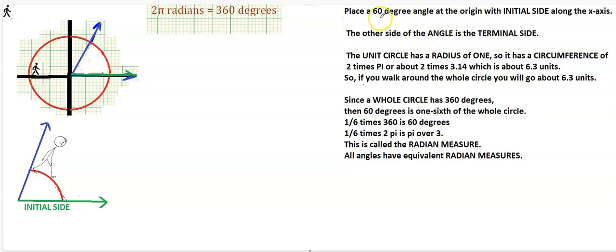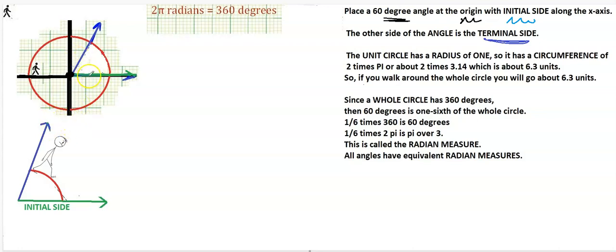Let's suppose we have a 60-degree angle. Let's take that 60-degree angle and put it on the XY plane, with the vertex at the origin, right here. One side of the angle we'll call the initial side. That's this one right here in green, and it goes along the x-axis. Then the 60 degrees swings out and forms another ray, which is called the terminal side. So this is the terminal side.